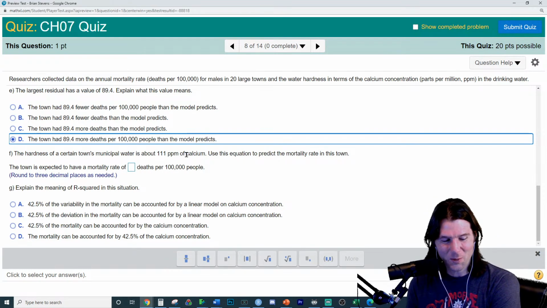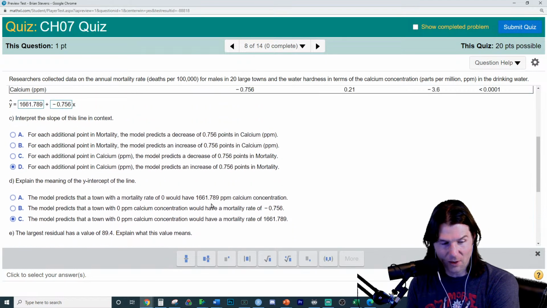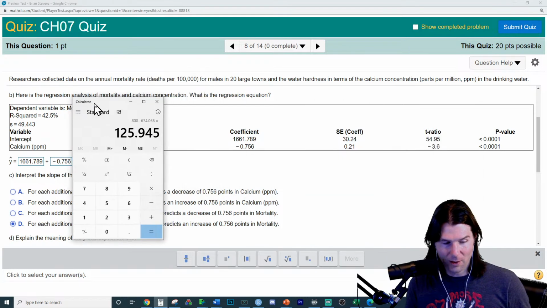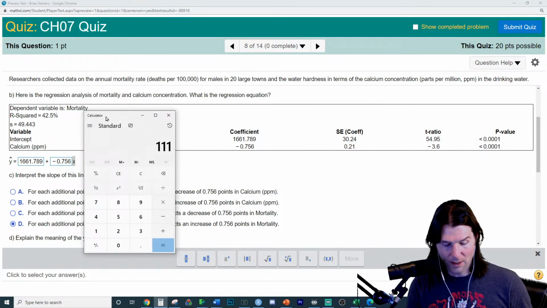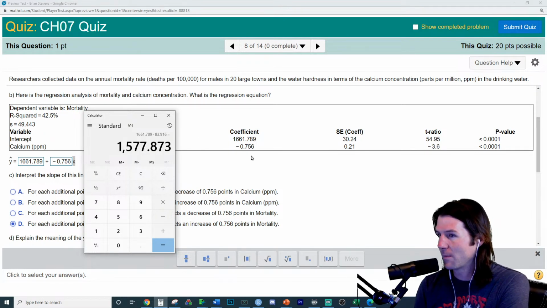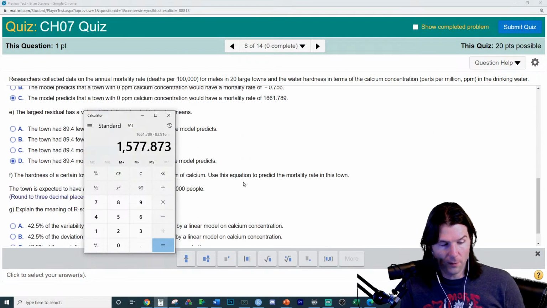The hardness of a town's water is 111. Use this equation to predict. So we're just going to go up here to the equation. We're going to plug 111 into x. Put it right next to it, 111. And we have to subtract. And that's the prediction right there. That is the prediction for the model.